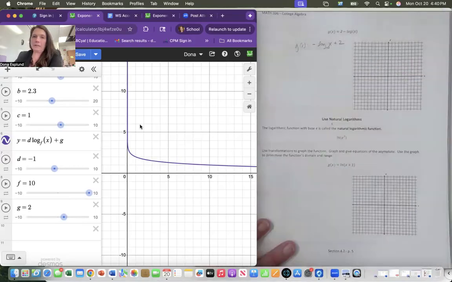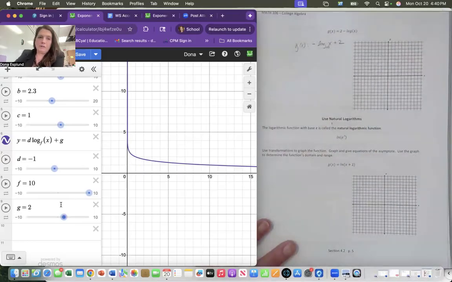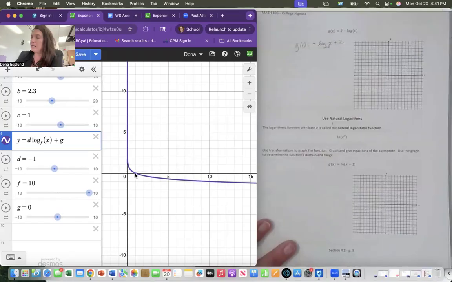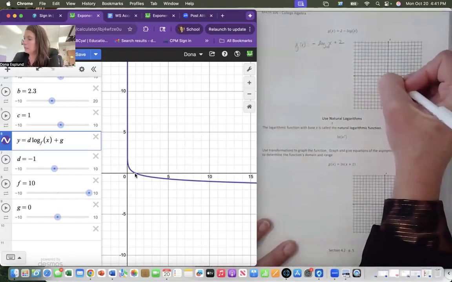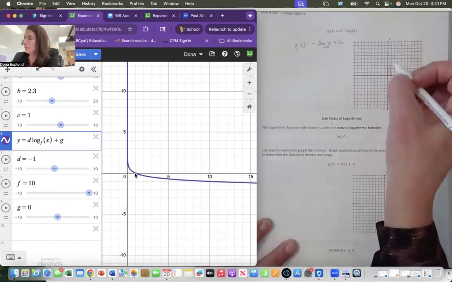Notice that the negative will allow it to go all the way up. And notice also that without my shift of G of 2, let me make that G back to 0 again, because that's just a shift going up, I have the same point of 1 comma 0, but that one is shifted up 2 places. So I have 1 comma 0 for my parent function, and it's flipped because it's going closer and closer to 0 as x gets smaller and smaller.